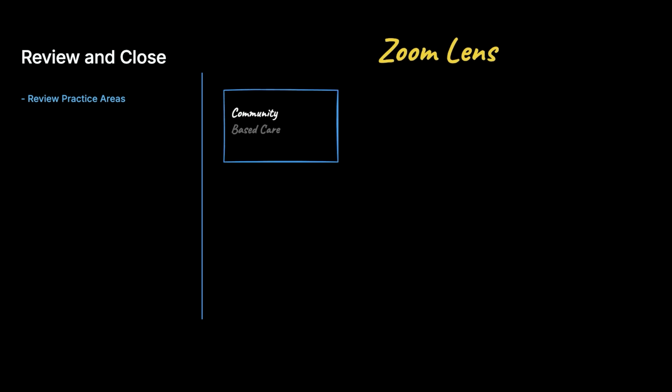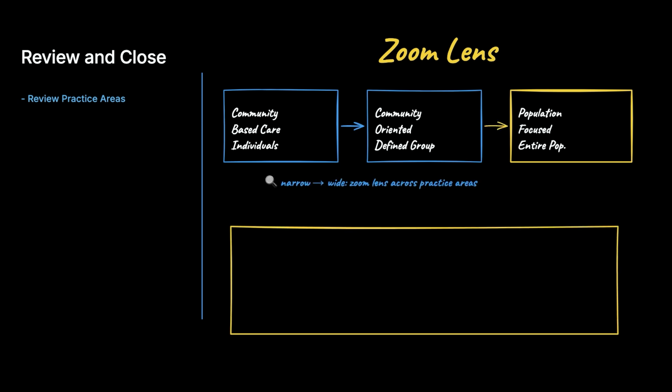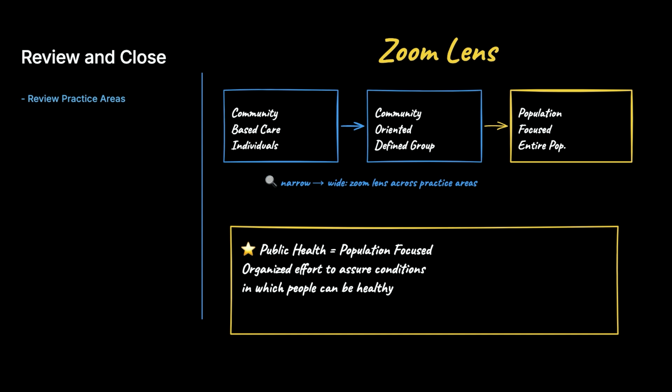Let us pull everything together. The 3 practice areas form a zoom lens from community-based care of individuals to community-oriented care of a defined community to population-focused care of an entire population. And public health is population-focused, working through organized effort to assure the conditions in which people can be healthy.